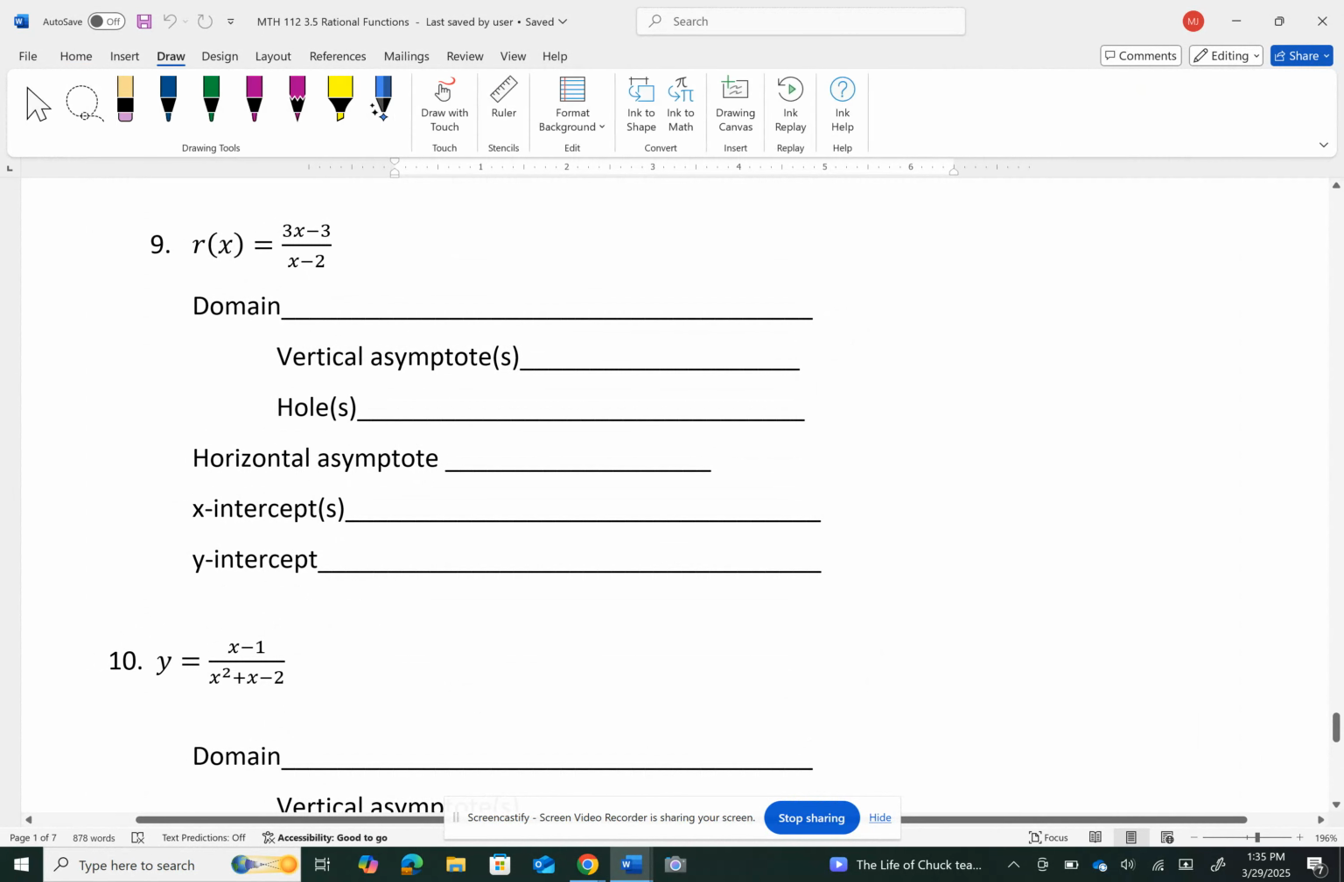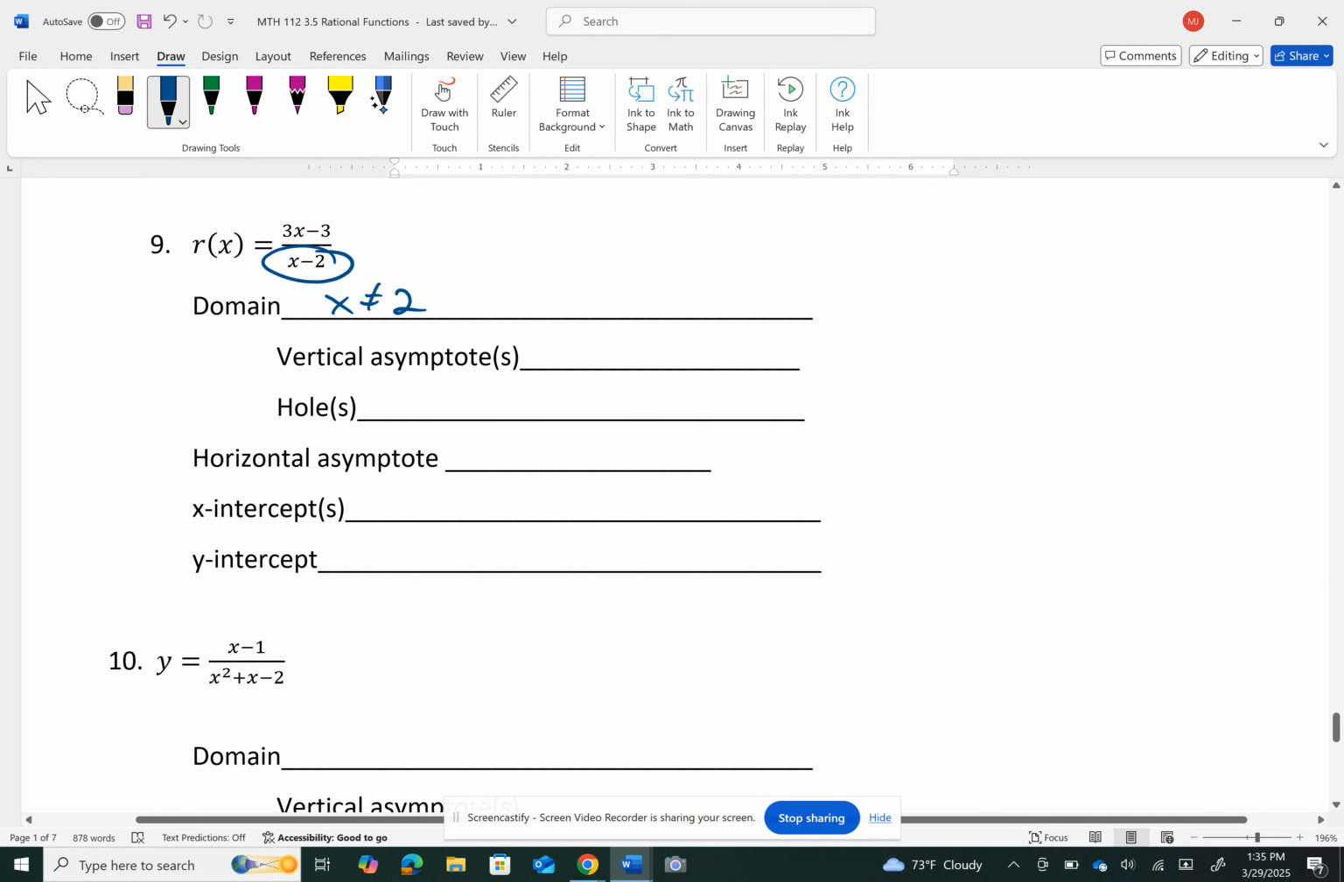So vertical asymptotes and holes, they are really related to the idea of domain. And the domain has to do with the denominator. So the denominator would be 0 if x equaled 2. So the domain would be all reals except 2. X couldn't be 2.